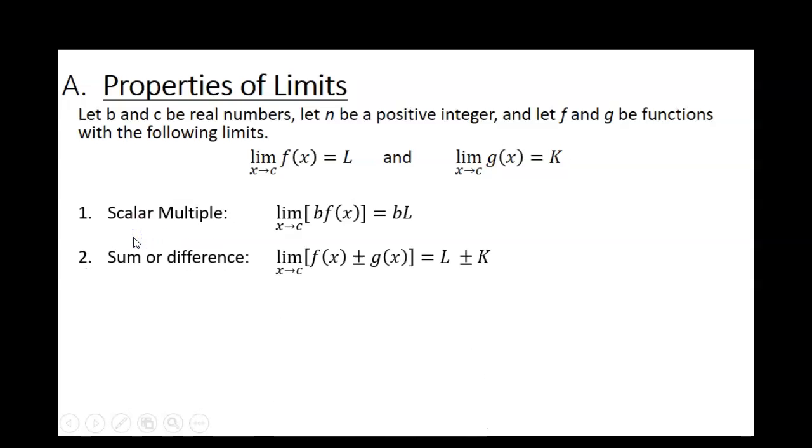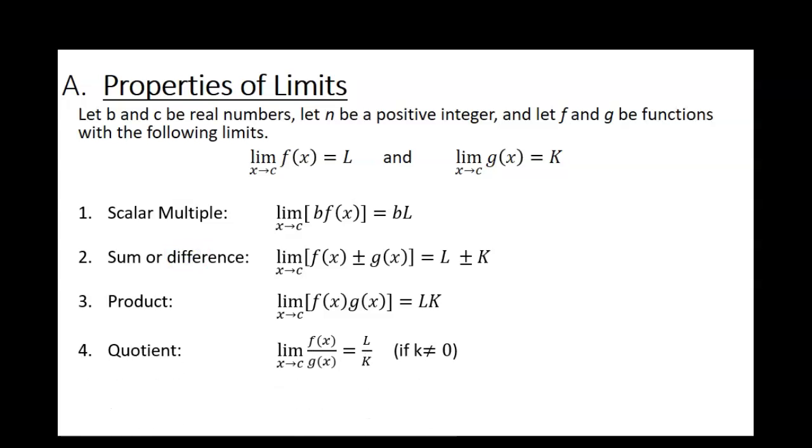Some are different. If you want to take the limit of two functions that are being added or subtracted, just take the limit of both of them separately and add or subtract their limits. Product, same thing. Now that's different, because with derivatives and integrals you can't do that, but with limits you can. If you have two functions being multiplied together, the limit would be the same thing as taking those two limits and multiplying them together. Quotient, same thing. The limit of two functions being divided is just the division of their limits. Of course, K cannot equal 0, because you can't divide by 0.